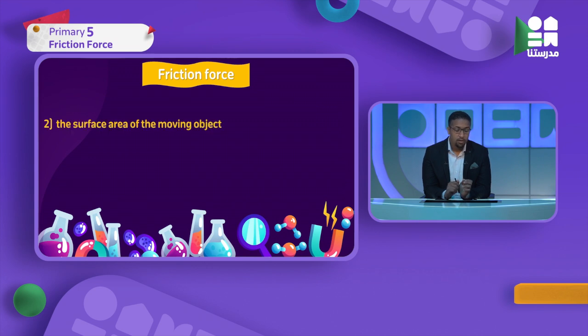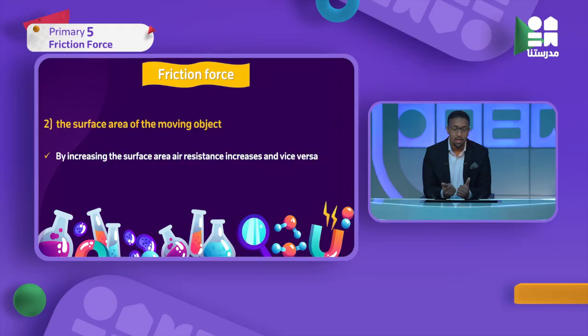Number 2, the surface area of the moving object. Surface area, we studied surface area, meaning the area of the surface. A surface area can be large or it can be small. So what is the relation between surface area and air resistance? By increasing the surface area, resistance increases and vice versa.